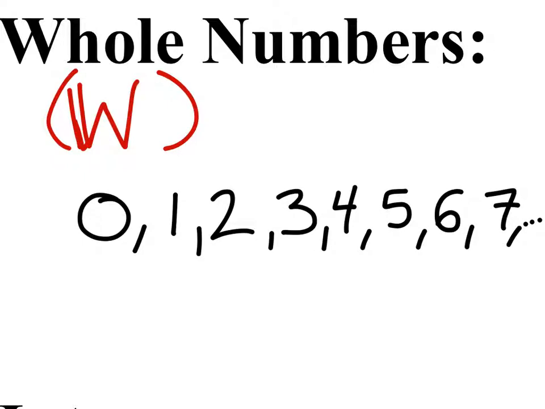So whole numbers, yes, do not have decimals. Even though they do, we just don't show them, alright? But these would be whole numbers. There's one other before whole numbers.